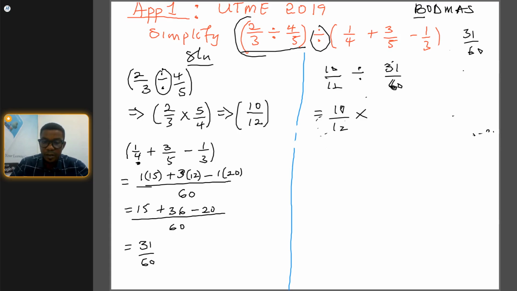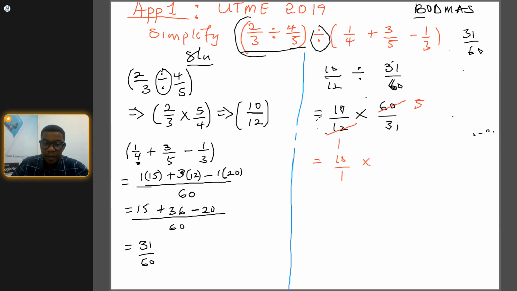So let's proceed. Now, instead of 31/60, we'll be having 60/31. Now let's proceed. We need to simplify this. We can't just multiply, so we need to reduce this to the lowest fraction. 12 divided by 12 will give us 1, of course, and 60 divided by 12 will give us 5.